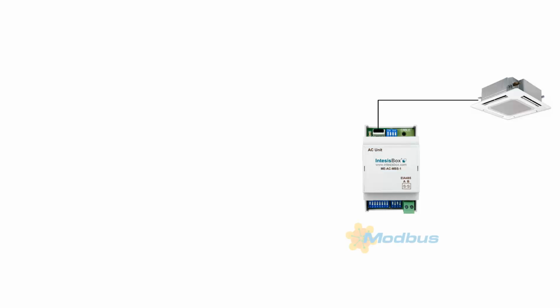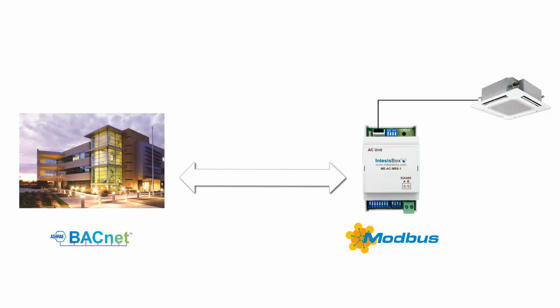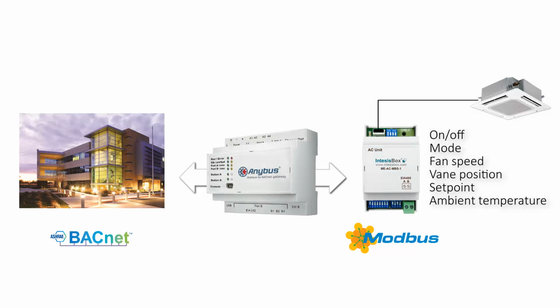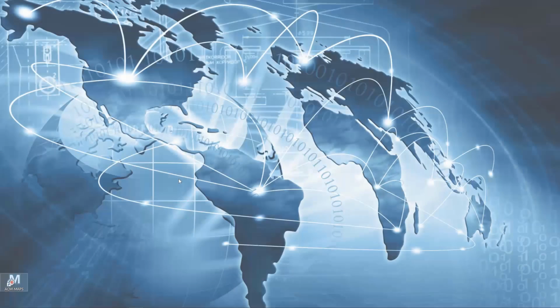In my scenario, I have an air conditioning unit which speaks Modbus, and I want this to communicate 6 different values, so-called Modbus registers, to the BACnet network. The registers are on-off, mode, fan speed, vane position, set point, and ambient temperature. So the Anybus gateway will work as a translator between the AC unit and the BACnet system.